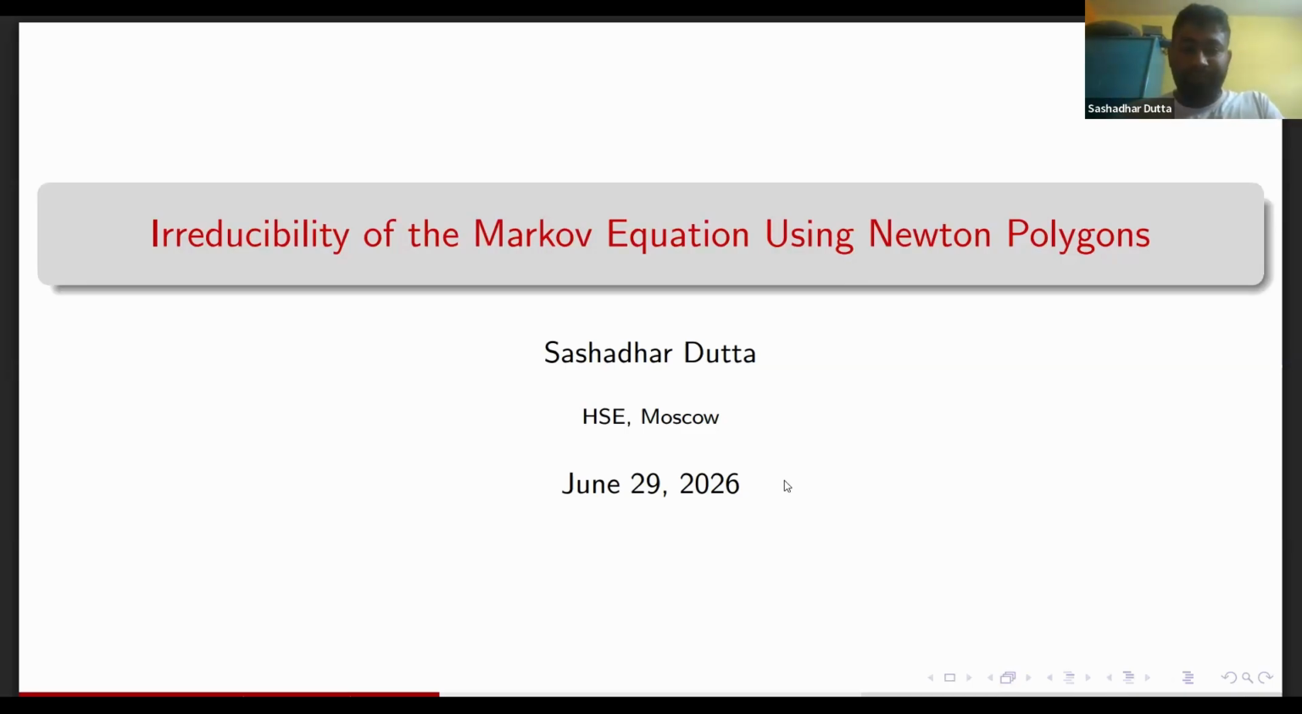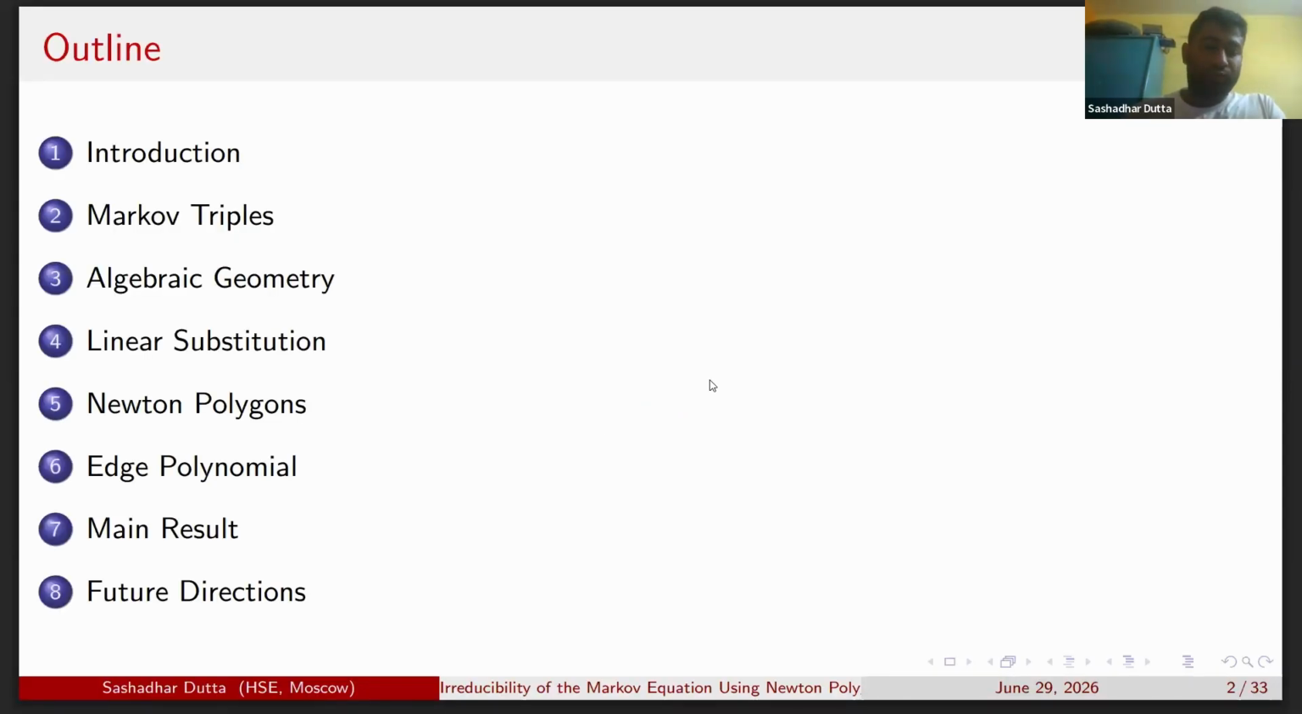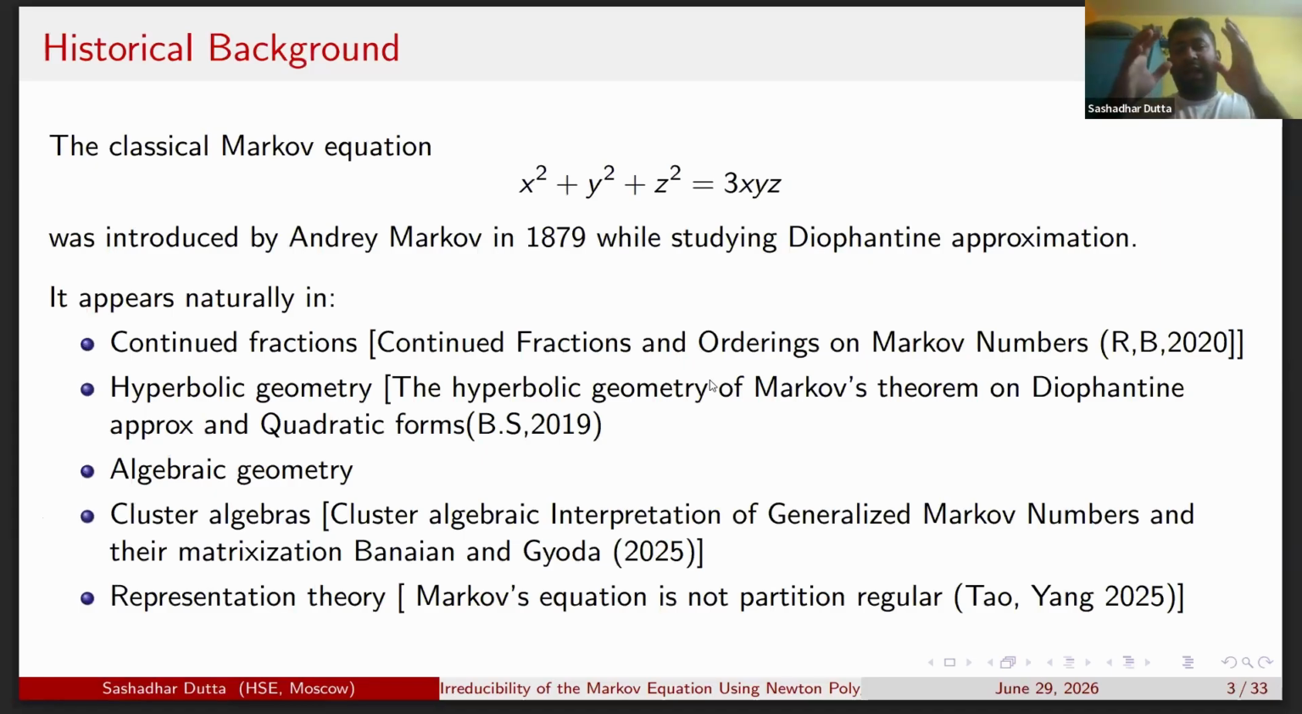Last year I was working on Markov equations. So what is the meaning of Markov equation? A Markov equation is an equation looking like that. It was introduced by Andrei Markov in 1879, and it has a lot of applications. This year I was working on my first paper, which is also available as a preprint on arXiv.